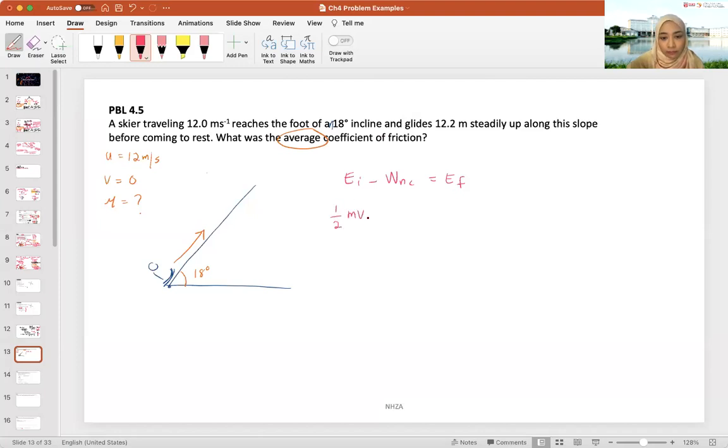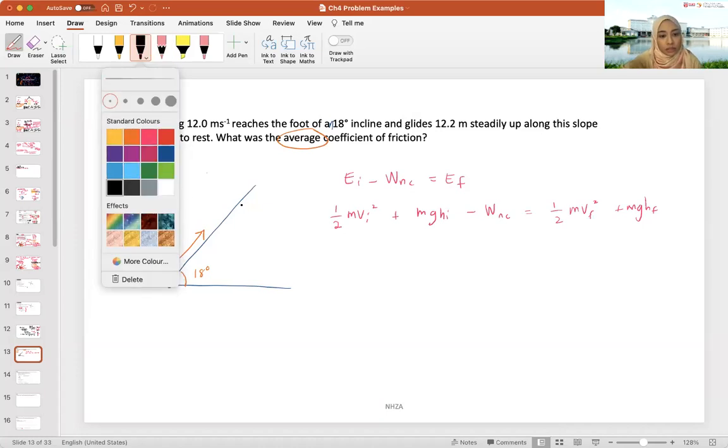So let's write this. 1/2 MVI squared, oops, I missed one, plus MGHI minus WNC, or friction times displacement, equals to 1/2 MV final squared plus MGH final. And tak ada dah, okay tu je.